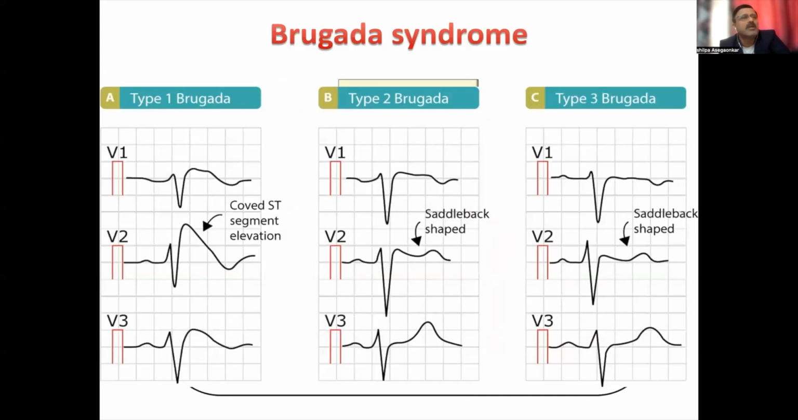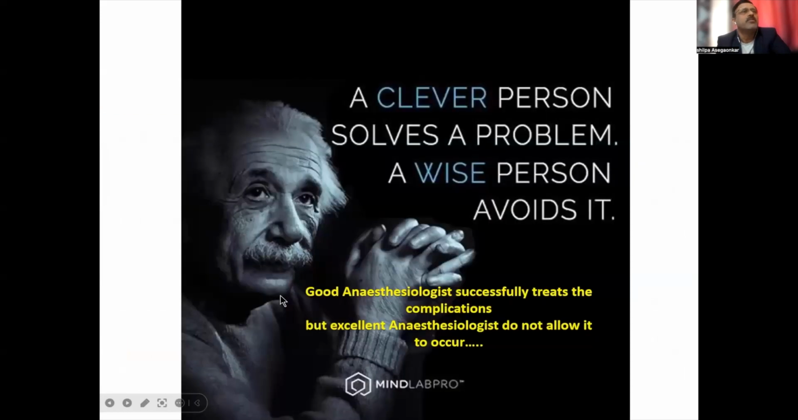At least you should mentally prepare to face this situation, and only then can you manage these cases during the perioperative period. So a 12-lead ECG preoperatively must be seen by the anesthetist or anybody who wants to give anesthesia, and that is very important. A clever person solves a problem, but a wise person always avoids it. So a good anesthesiologist may be able to successfully treat the complication, but excellent anesthesiologists do not allow it to occur. Thank you very much.